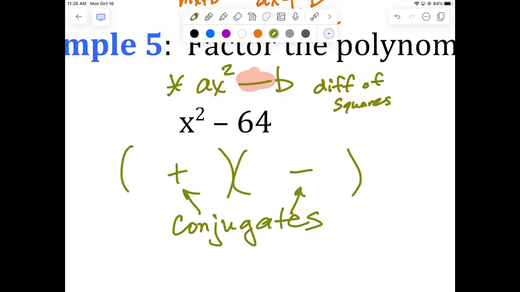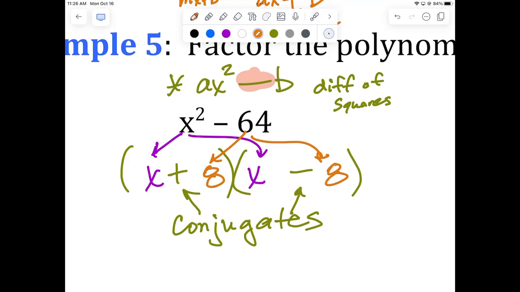Now, what goes in front of the plus and minus signs? Well, you remember when we completed the square? I said it's just the square root of the first. What's the square root of x squared? X. And what goes into the second? Well, what's the square root of 64? 8. That's how you factor it. X plus 8, x minus 8.